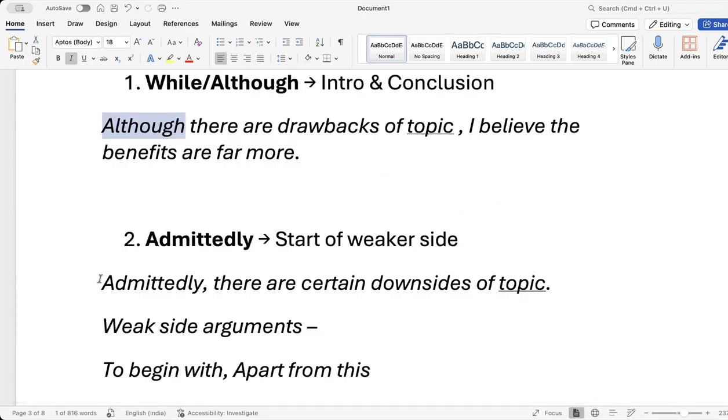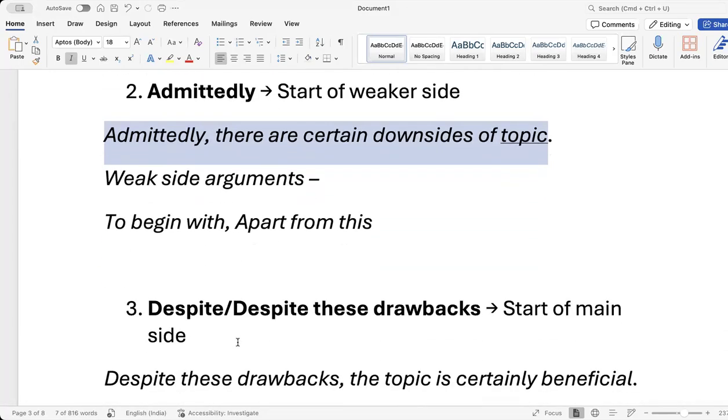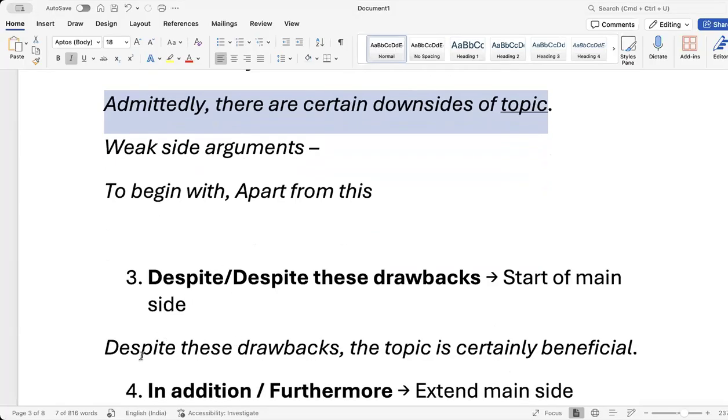So when I'm talking about the first body paragraph, I'll show you the whole essay and that will give you more clarity. So when I start with the weaker side, I start like, admittedly, there are certain downsides of the topic. And then I give the weak side arguments, like 1 or 2 points for the weak side. After that, I write the main side. For example, I'll write, despite these drawbacks, the topic is certainly beneficial. Whatever is mentioned is certainly beneficial.